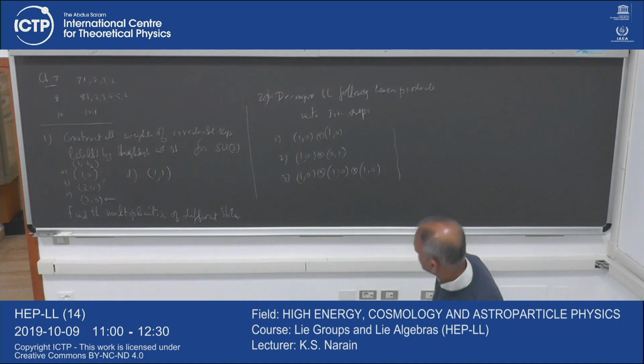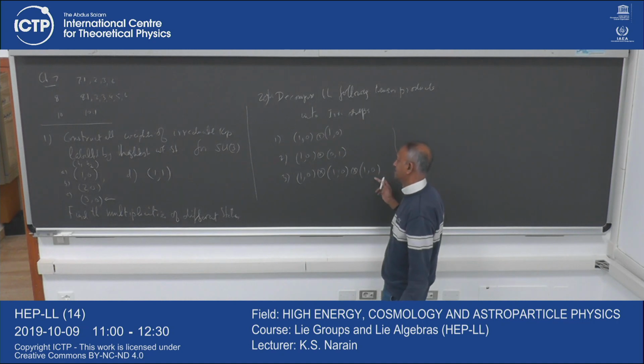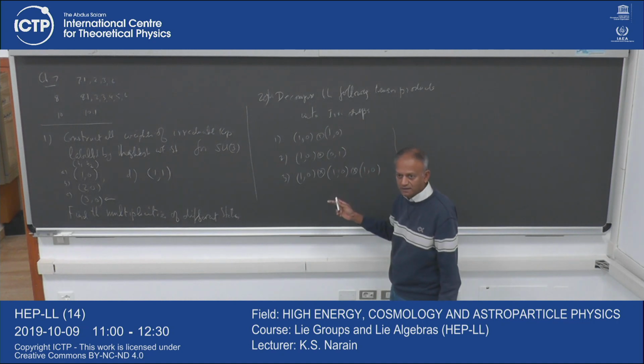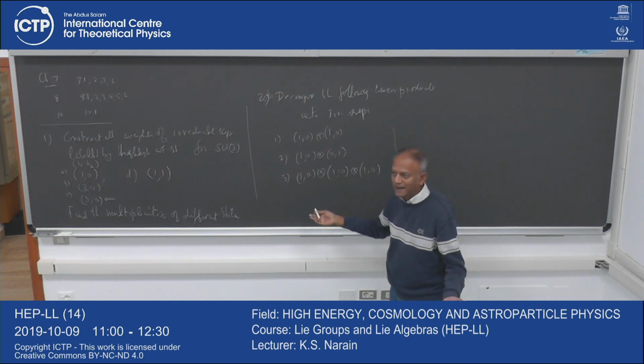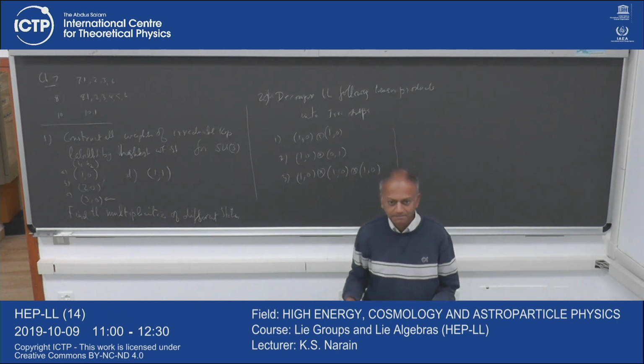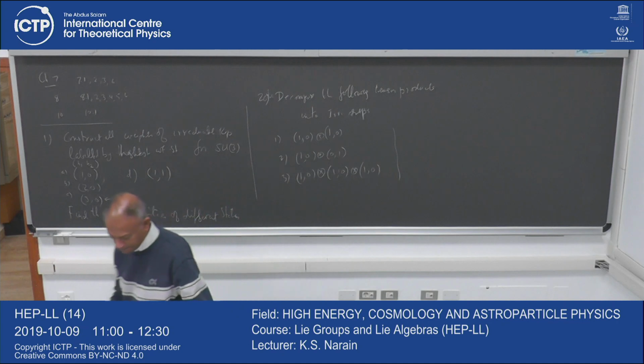Yeah. So these are also, I think, physically the most useful tensor products that you will come across. This is fundamental times fundamental, fundamental times anti-fundamental, and the fundamental cube, which gives you the baryons. No? So these are the interesting ones also. Okay, so that's it for this.